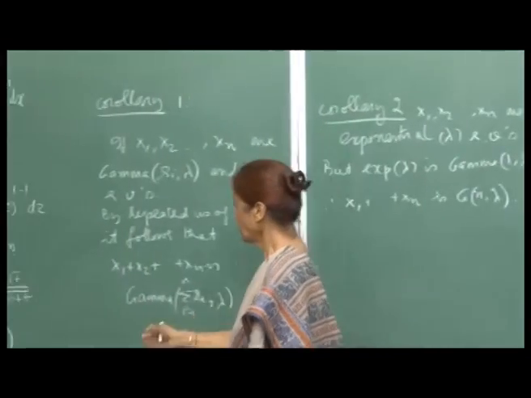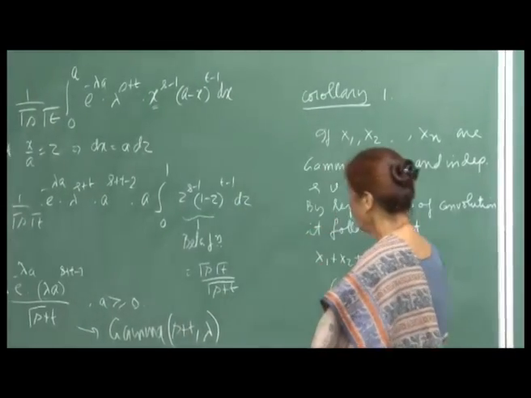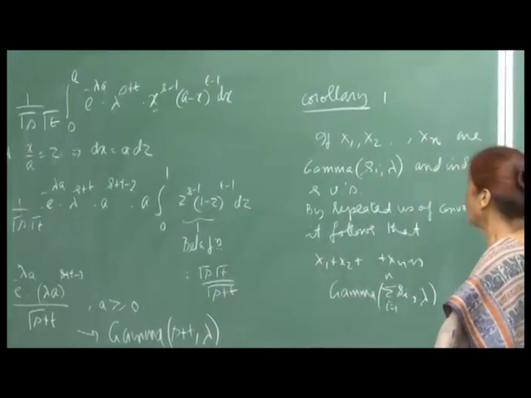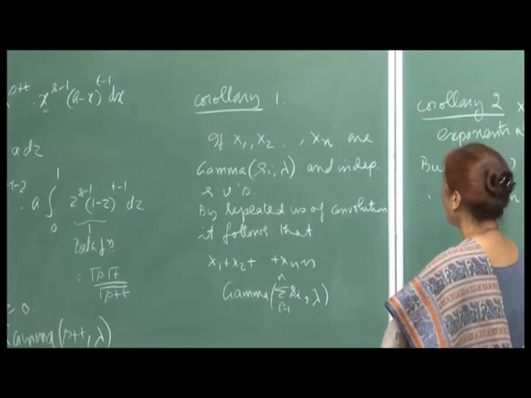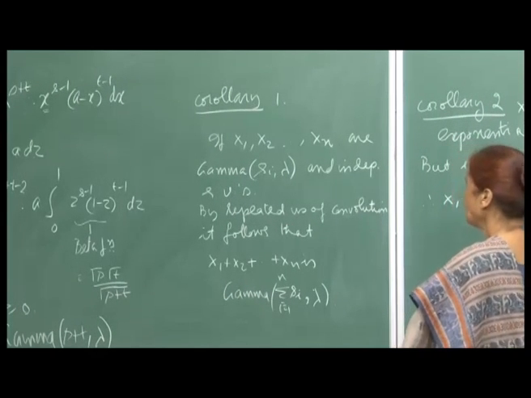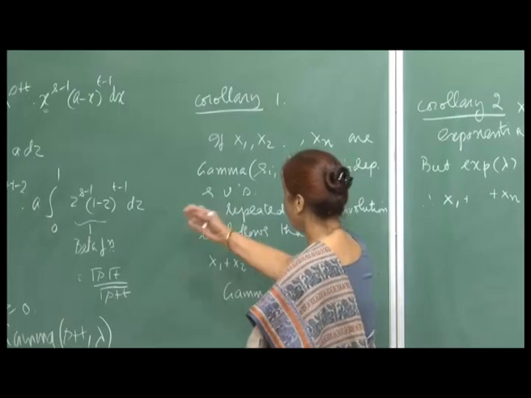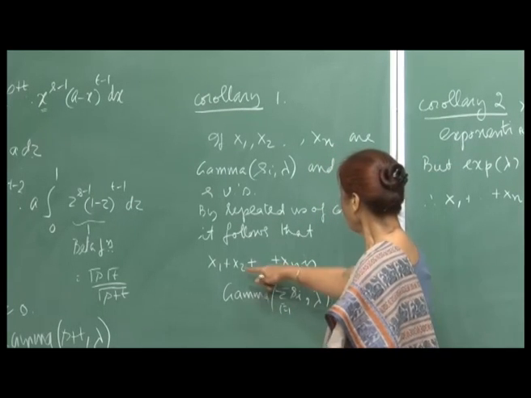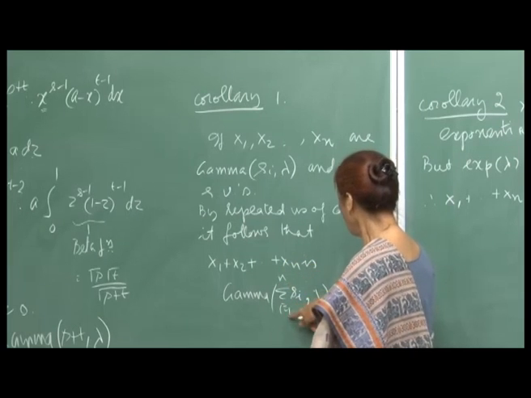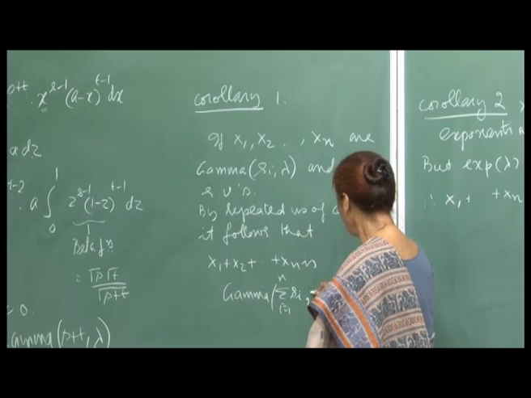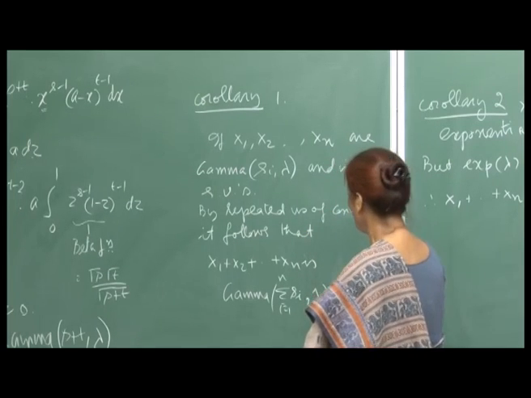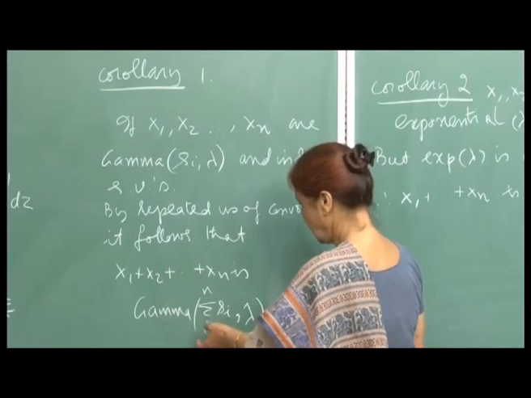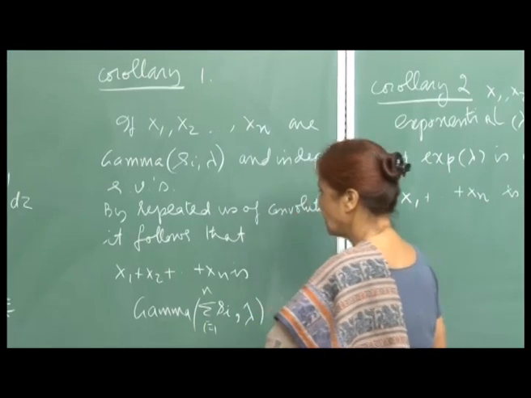So, the same lambda, if the second parameter is the same, then I can go on adding the gamma random variables, and the first parameter gets added. Of course, you are adding independent gamma random variables. So, corollary first is that if x 1, x 2, x n are gamma s i lambda and they are independent random variables, then by repeated use of convolution, as we did earlier, it follows that x 1 plus x 2 plus x n will be gamma sigma s i, i varying from 1 to n, comma lambda. So, here of course, this thing is immediate, that is you are adding, the distribution is not changing, it is just that the first parameter is changing, and the second parameter, that is a common one, remains the same, right.